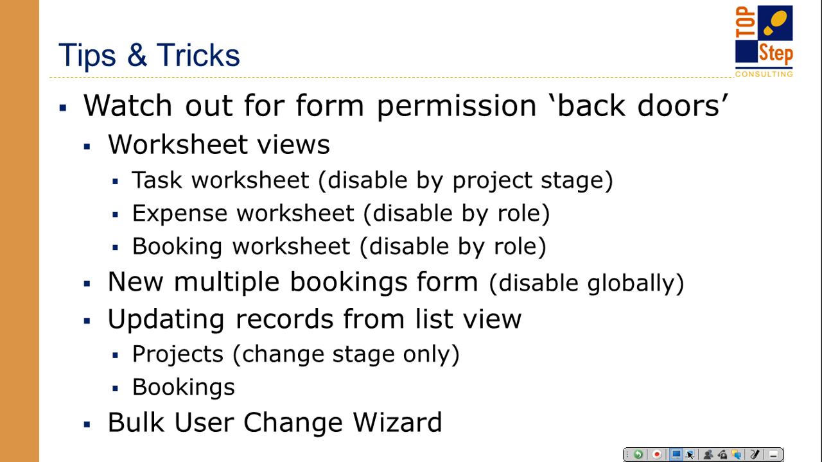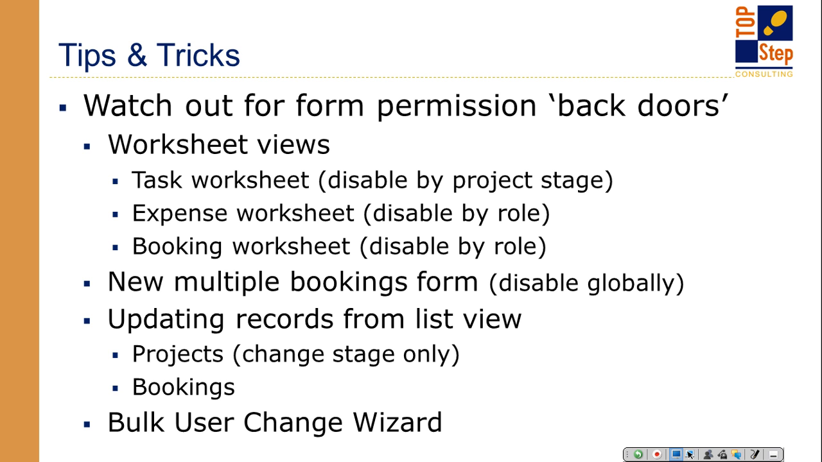Updating records from the list view. The most common one is moving projects from one stage to the next. So if you move projects from, let's say, live to closed, and you have a permission rule that says when you move it to closed, you need to populate that actual end date. Well, this is going to be a backdoor around that. That end date is not going to be populated if people are doing this. If your question is, well, how can we disable that? The answer is you cannot, unfortunately. Same thing with bookings.